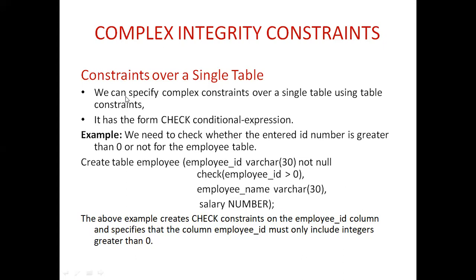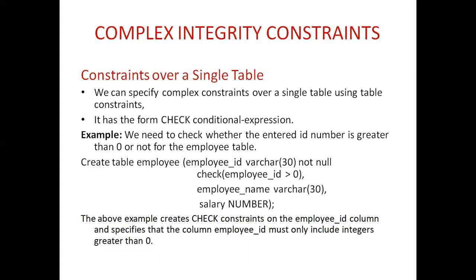We can specify some complex constraints over a single table, right? In that, we define constraints over a table with the help of CHECK. Check is also a constraint which is used to give a set of rules over a table. Okay. So for an example, I am saying we need to check whether the employee ID number is greater than 0 or not for the employee table. Here I am creating a table for employee, and an employee ID has to be a number, right? It should not be null, right? And it should not be zero.